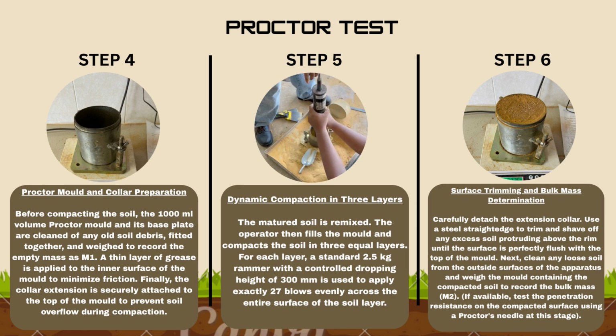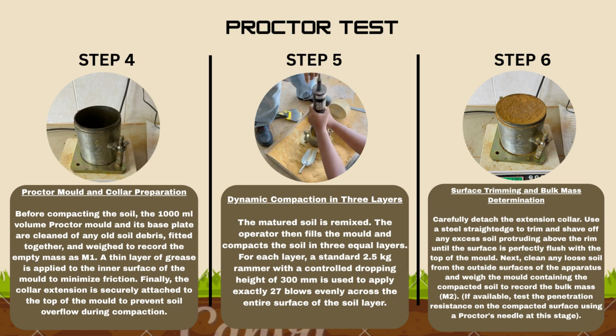Finally, the collar extension is securely attached to the top of the mold to prevent soil overflow during compaction. Step 5. Dynamic compaction in 3 layers. The mature soil is remixed. The operator then fills the mold and compacts the soil in 3 equal layers.